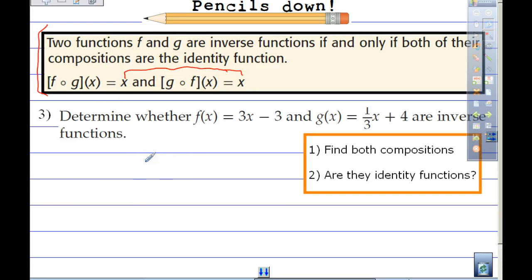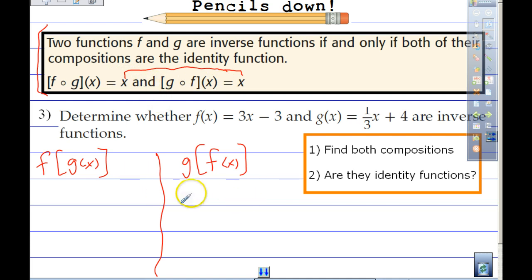So you just have to go through. You can do like a 2-column. That's what I recommend. They're going to give you 2 functions, and you just have to do the same thing you did yesterday. Find f of g of x and g of f of x, and just verify that both of them equal x. Now, if one of them doesn't equal x, you really don't have to continue on the problem.